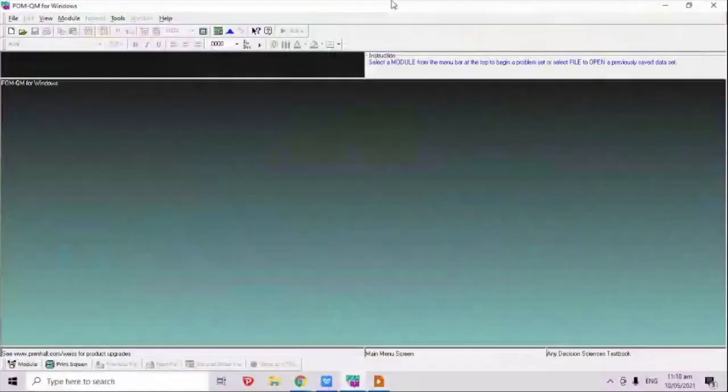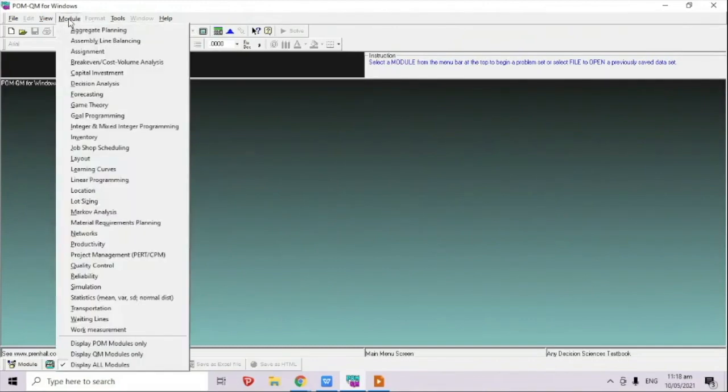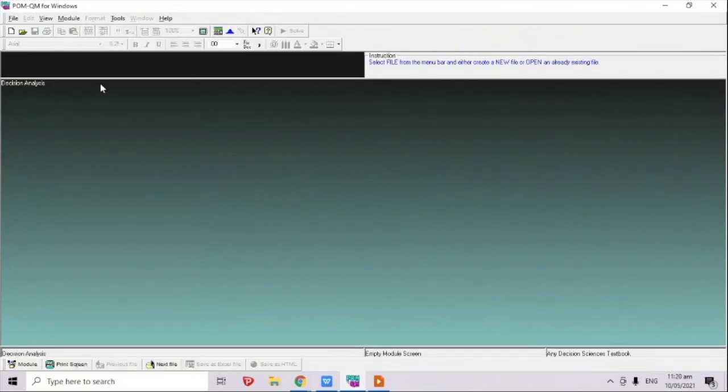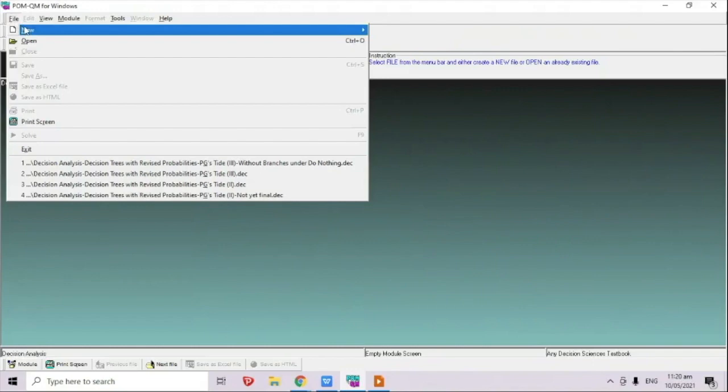Okay, so I am now here in the software. When you are at this screen, just like what we used to do before, the first step is to go to the module and choose decision analysis. Once you have clicked the decision analysis module, you can go to the file section, click new, and choose decision trees graphical.